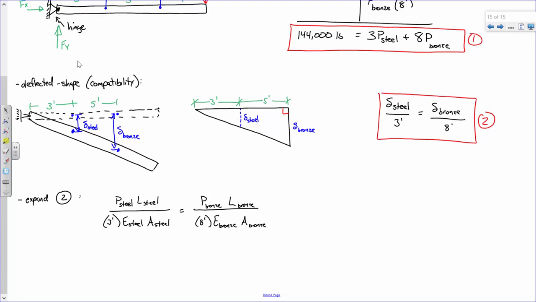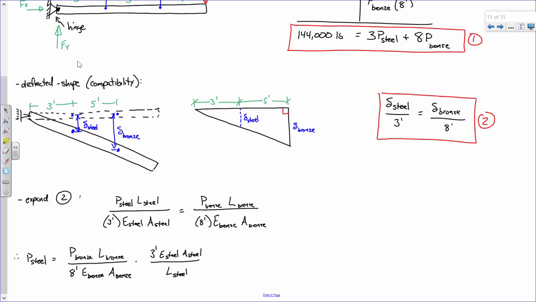Now, I'm going to solve for P steel by flipping and multiplying. So all this stuff over here is going to be flipped and multiplied. So what I'm going to have is this. P steel equals, so I've got P bronze, length of bronze, 8, E bronze, A bronze, times 3 foot, E steel, A steel over length of steel. Do you all see what I did? So I covered this, and I took this fraction and flipped it and multiplied. All right? Everybody okay with that?